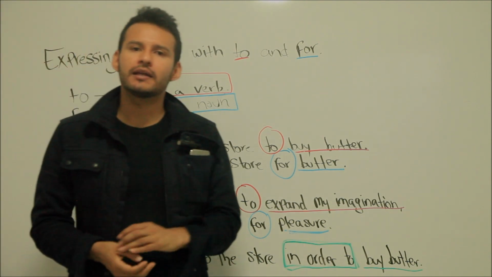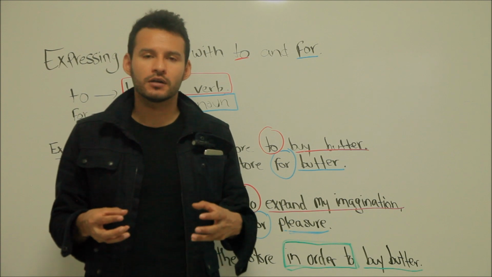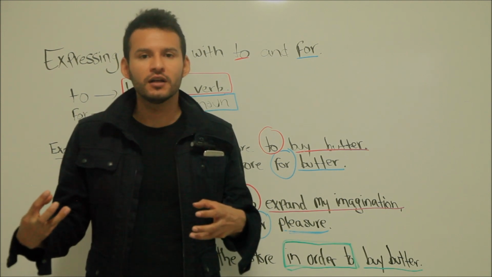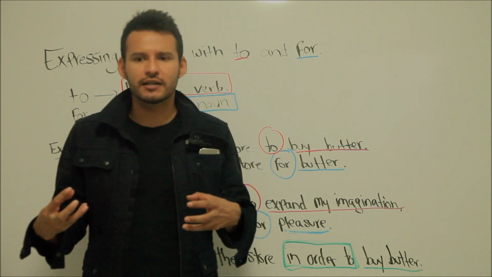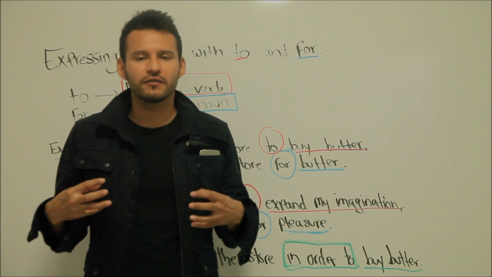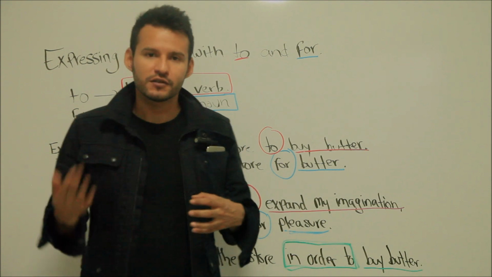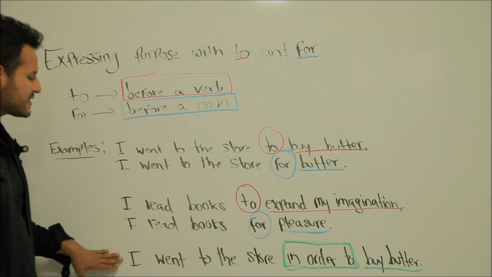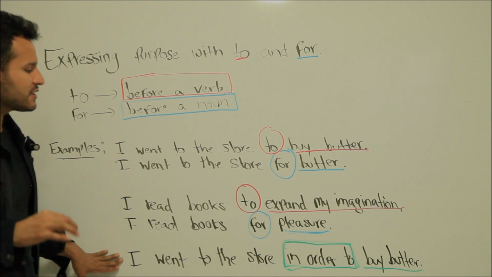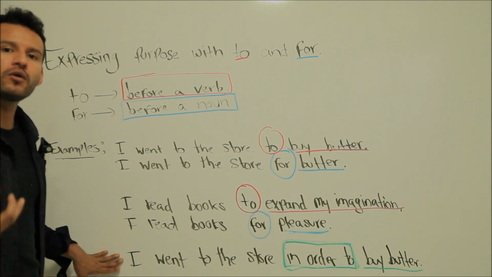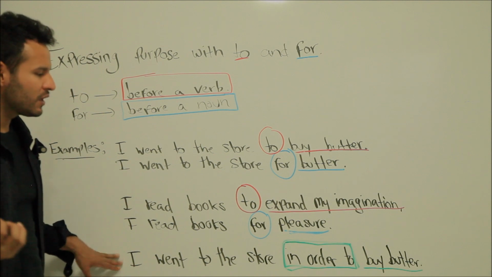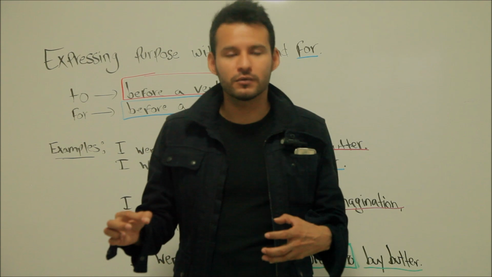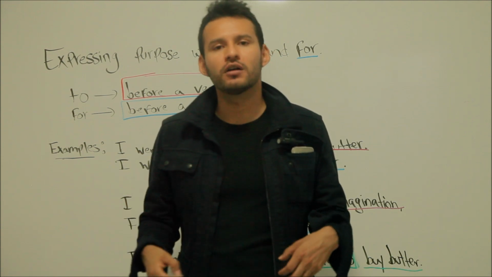And finally, it is also possible to use the expression in order to express purpose as well. And in this context, basically, it has exactly the same definition as to. So for example, I went to the store to buy butter is exactly the same thing as I went to the store in order to buy butter. Although I would say that in order to is more formal.